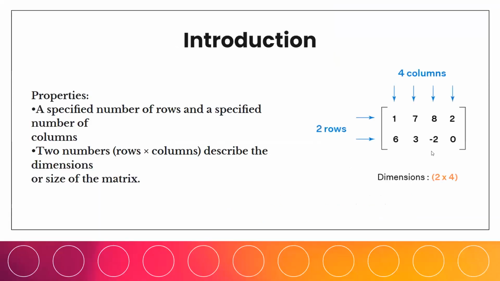A matrix is basically a rectangular array or table of numbers, symbols, or expressions arranged in rows and columns, which is used to represent a mathematical object or properties of such an object. The properties of a matrix are a specified number of rows and a specified number of columns, and two numbers, which are the rows and columns, which describe the dimension or size of the matrix. So this is the dimension of this matrix.